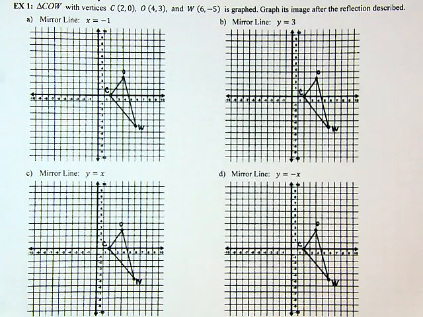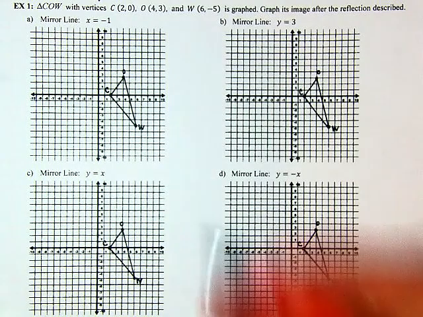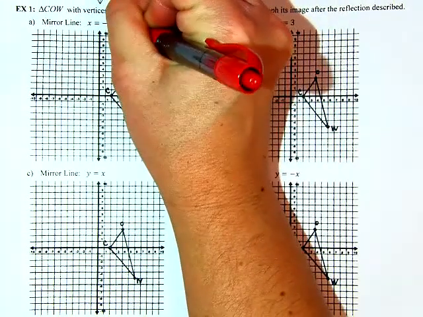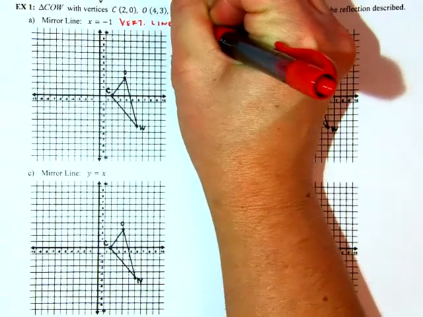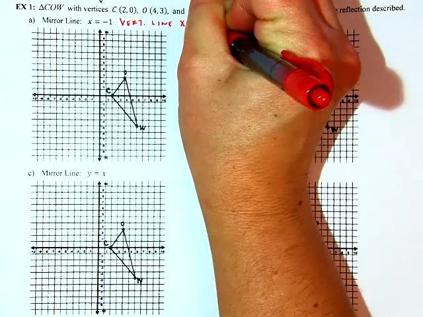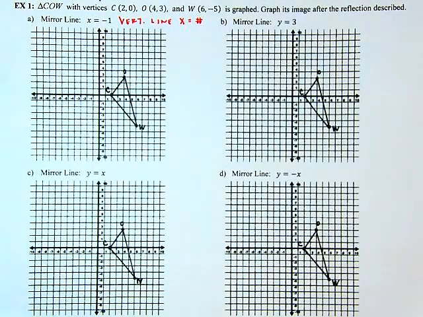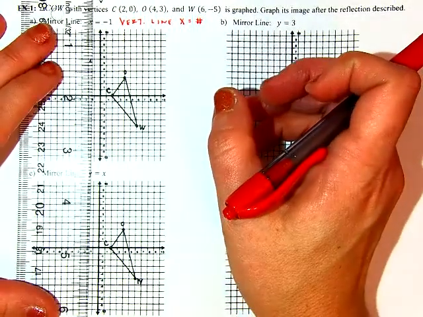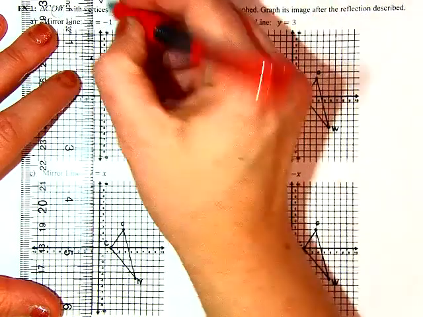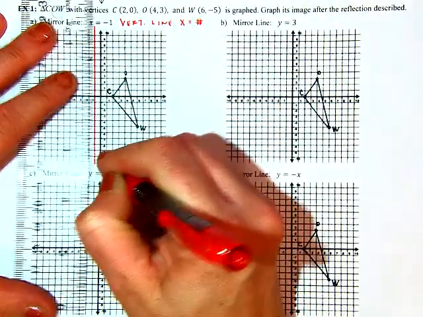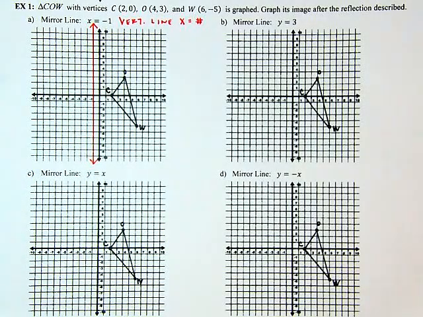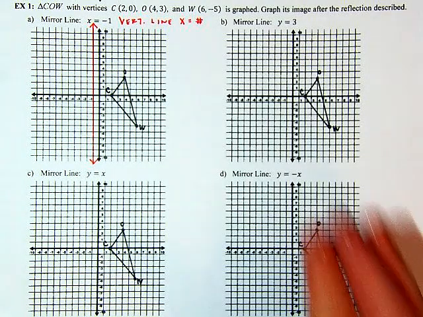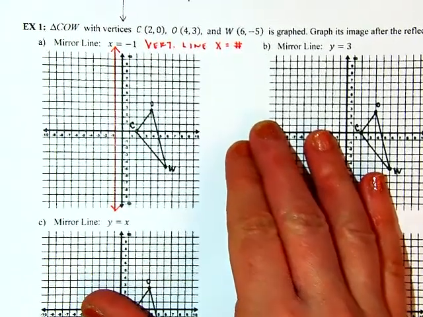All right, so for the first one I'm saying, well, the mirror line is at x equals -1. So the mirror line, we know that that is a vertical line, because it's x equals a constant. So if I go to where x equals -1, and I draw in that mirror line right here, this is the line that my figure has to reflect over. Let me zoom in really tight so you guys can see this more clearly.